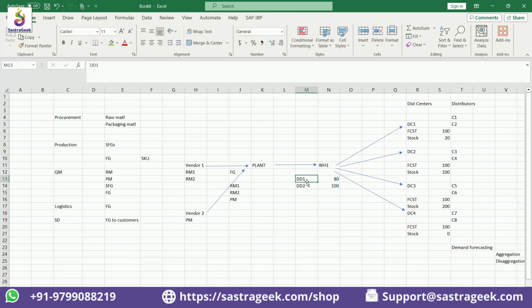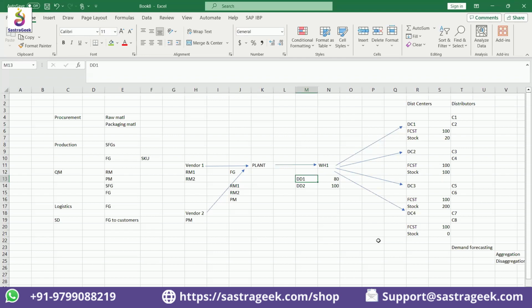What I'm typing here is DD1, which is called a dependent demand. Why is it a dependent demand? Because it's not its own demand, it's coming from some other location within my organization. That's why in planning terms, you may hear this term called dependent demand.